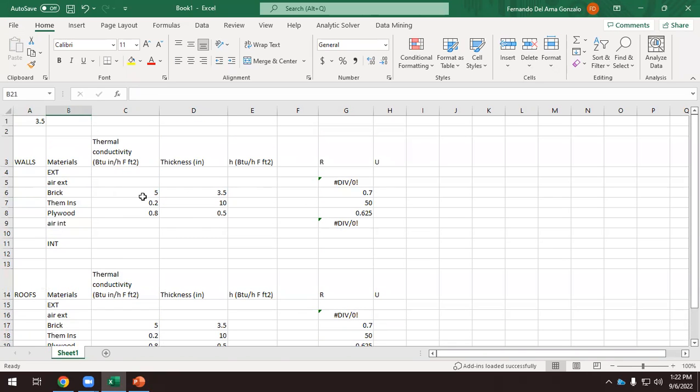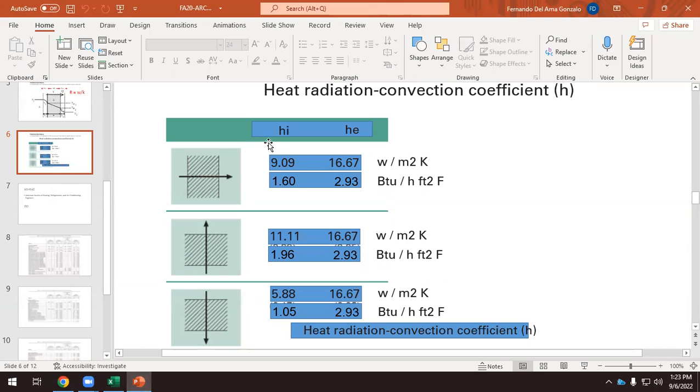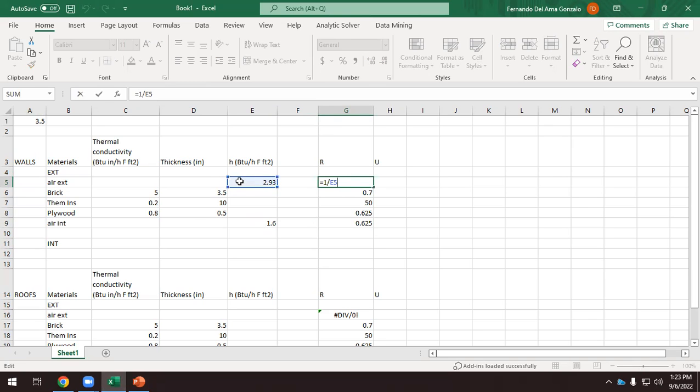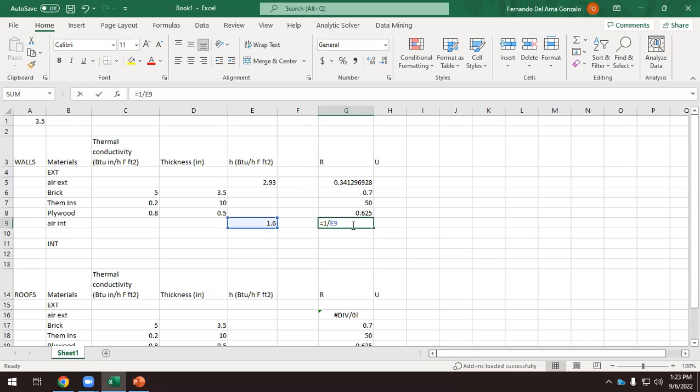Once we are done with this, I have to change the values because they are different for walls and roofs. So let's do it with walls. So for walls, it's this. Interior is 1.6, exterior 2.93. So interior is 1.6 and exterior 2.93. And with this double click, it's 1 divided by this, and this one is 1 divided by this.